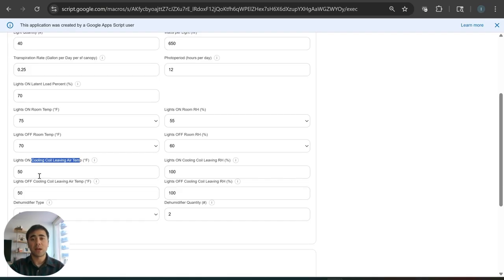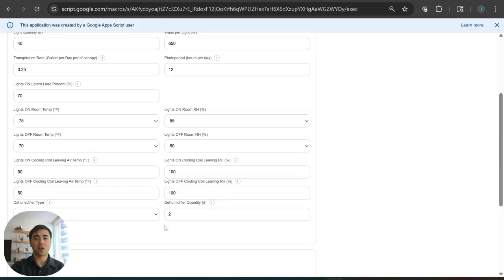You may also get this value or validate this value through direct measurement, or potentially through your building management system if that's a value available there. The difference between the room temperature and humidity and the leaving cooling coil temperature and humidity is what determines how much sensible and latent load is removed by the cooling coil for each CFM of airflow passing over it. So these parameters do have a major impact on the results.